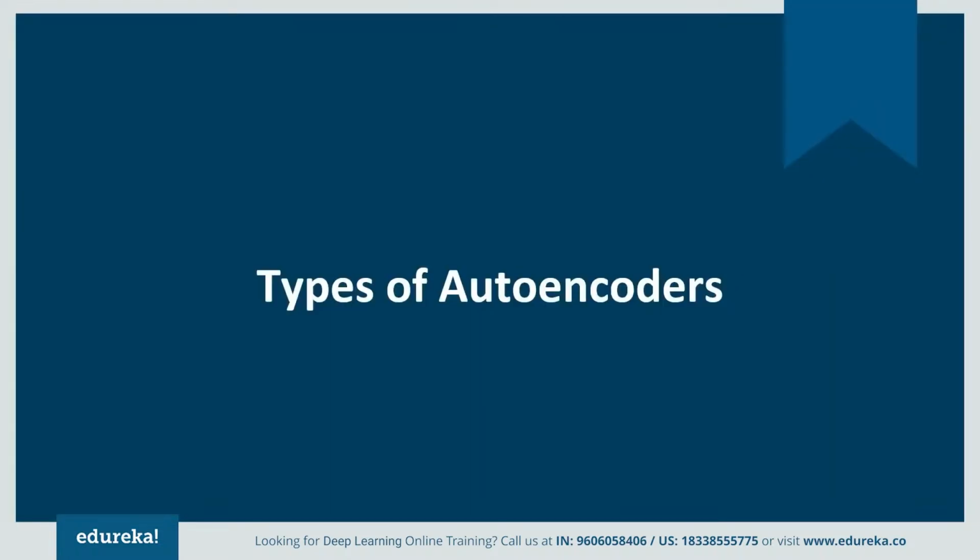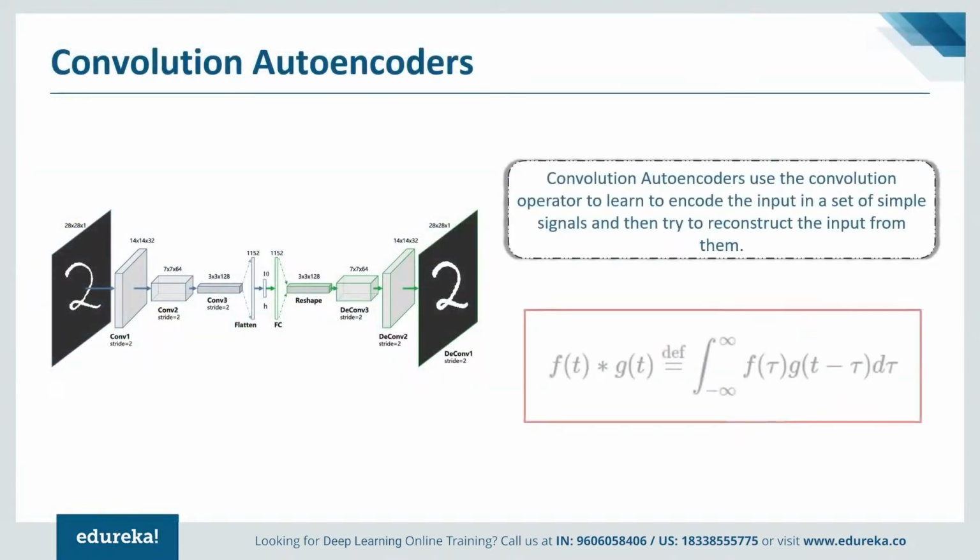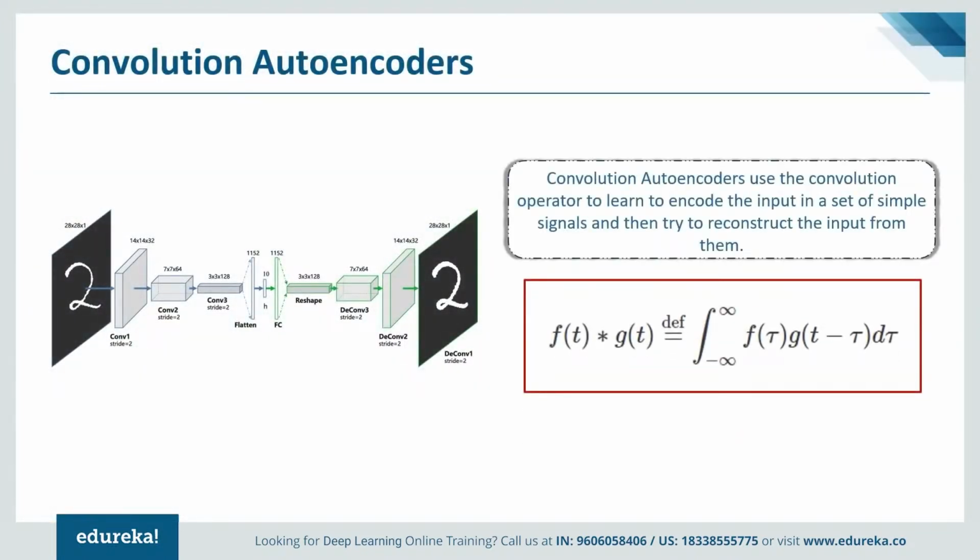So now let's move on and have a look at the different types of autoencoders. The convolution operator allows filtering an input signal in order to extract some parts of its content. Autoencoders in their traditional formulation do not take into account the fact that a signal can be seen as a sum of other signals. Convolution autoencoders use the convolution operator to exploit this observation. Basically, they learn to encode the input in a set of simple signals and then try to reconstruct the input from them, modifying the geometry or the reflectance of the image.